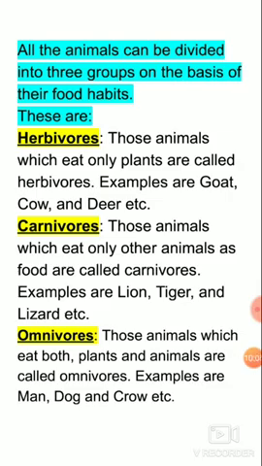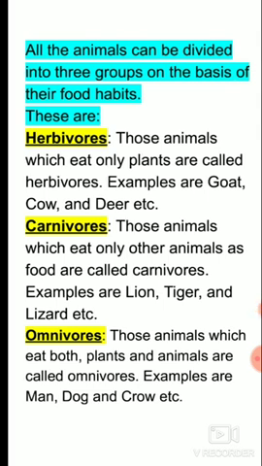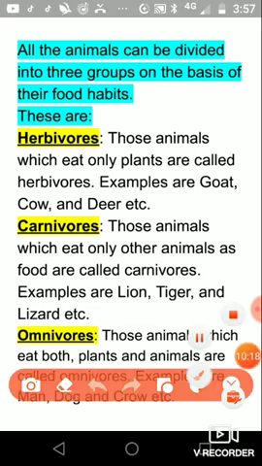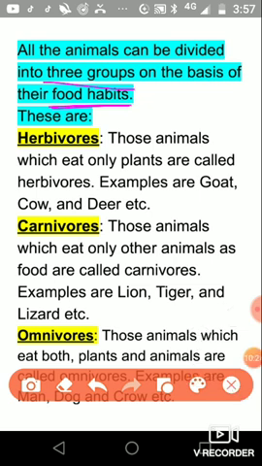So students, we have talked about the various modes of taking food. Now, according to the eating habit of the animals, they are divided into three groups, because of their food habit, what they eat. According to that, they are grouped in three categories: herbivores, carnivores and omnivores. Herbivores are those who eat only plants, like goat, cow, deer, buffalo and so on. So these are the animals that eat plants only.